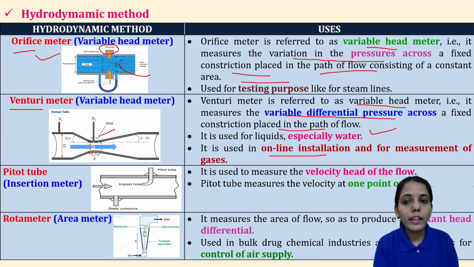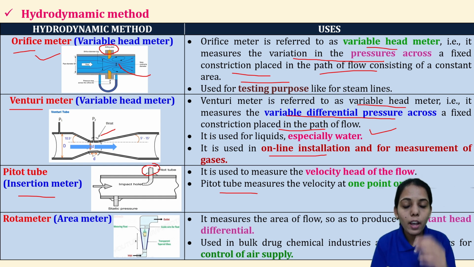Unlike orifice meter, it is not having an orifice. So it is known as Venturi. Pitot tube, that is an insertion meter. Here you can see a pitot tube. This is a pitot tube and a static pressure. So it is used to measure the velocity head of the flow. With what velocity the flow of fluid is there, and pitot tube measures the velocity at one point only. So here you can see the upper point, pitot tube is present.